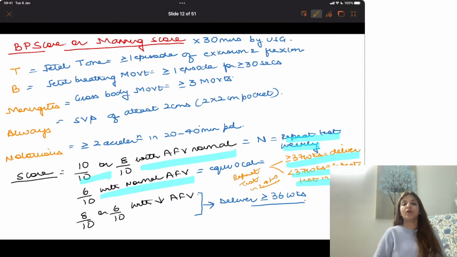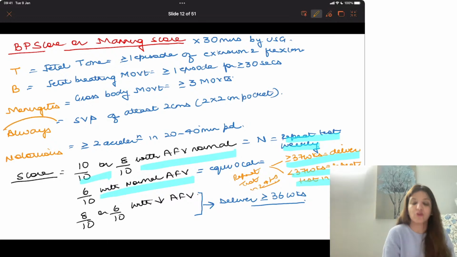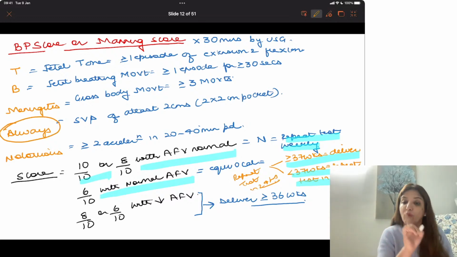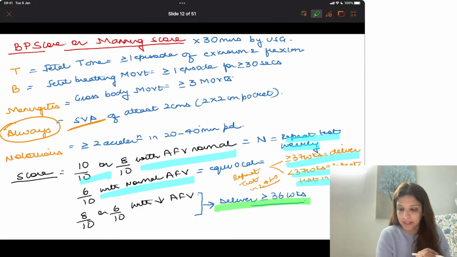Now suppose the score is 8 by 10 or 6 by 10, but this is with decreased amniotic fluid volume. When you are doing amniotic fluid volume in case of the modified biophysical score, you go for AFI. In case of the biophysical score, you have to look at the single largest vertical pocket. So if the score is coming as 8 by 10, or 6 by 10 with decreased amniotic fluid volume, they ask you what the next step is. The next step is you have to deliver the patient at more than or equal to 36 weeks. Clear to all of you?